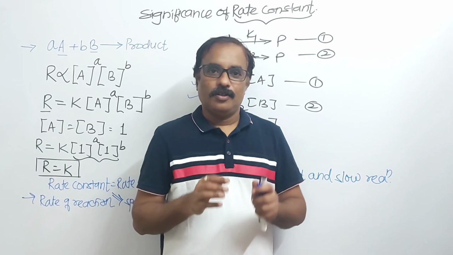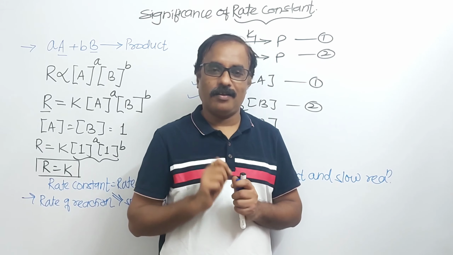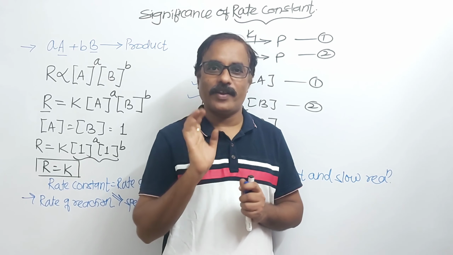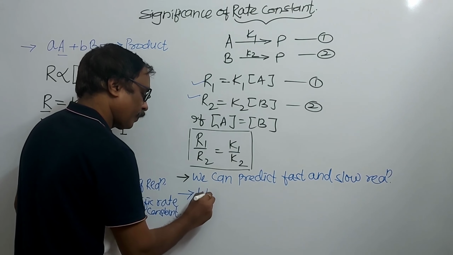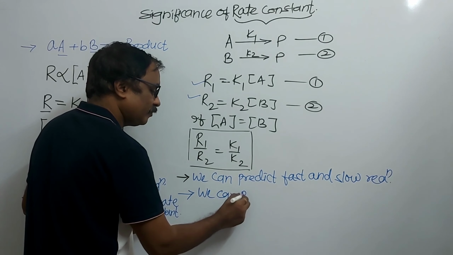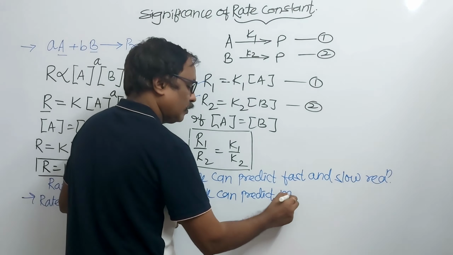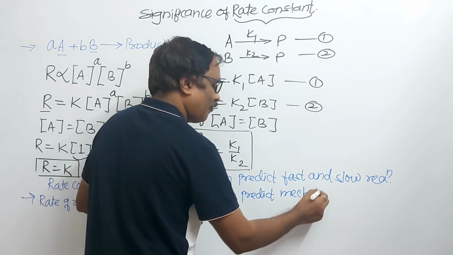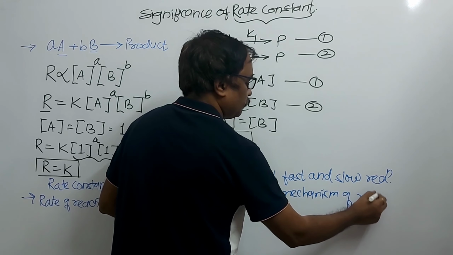And so here we can decide fast and slow reactions. It means that we can predict the mechanism of a reaction. That is the third significance: we can predict the mechanism of a reaction.